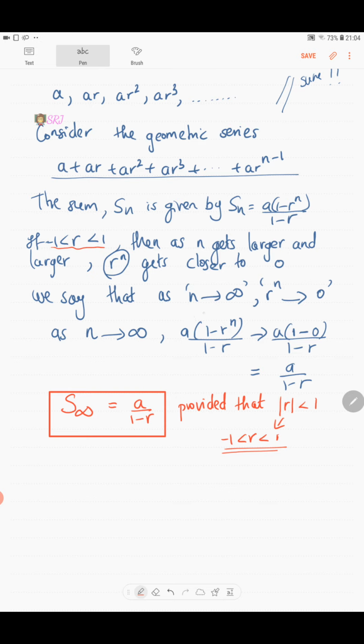So this is the notation that we use. This arrow means tends to. As n tends to infinity, r power n tends to 0. And hence, in the formula of Sn, a into 1 minus this r power n, we replace it by 0. The denominator remains 1 minus r, and we obtain a over 1 minus r as the sum to infinity.